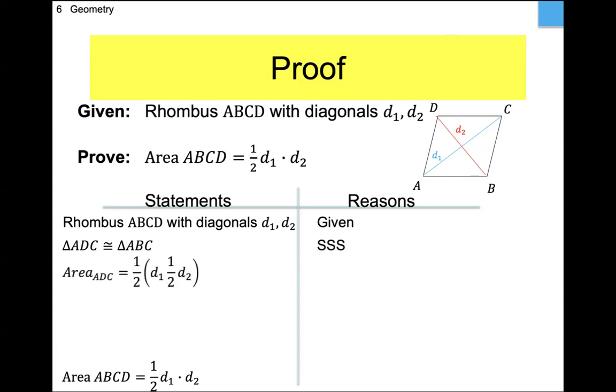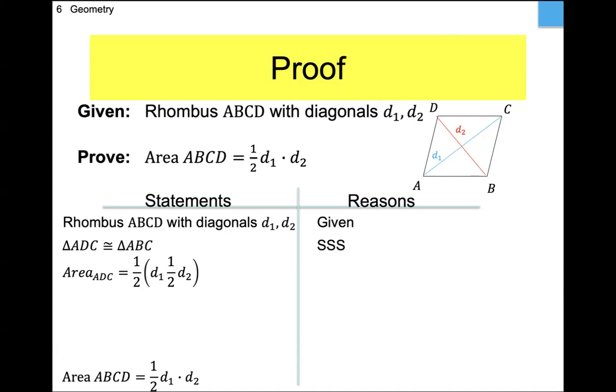Now what? Okay, so we know the formula for area of a triangle is 1/2 base times height. So I'm just going to pick one of those triangles, ADC. So 1/2 times the base. The base, I'm talking about the blue line right there. So D1 for diagonal 1. Times, wait, it doesn't say times the height. It says half of D2.